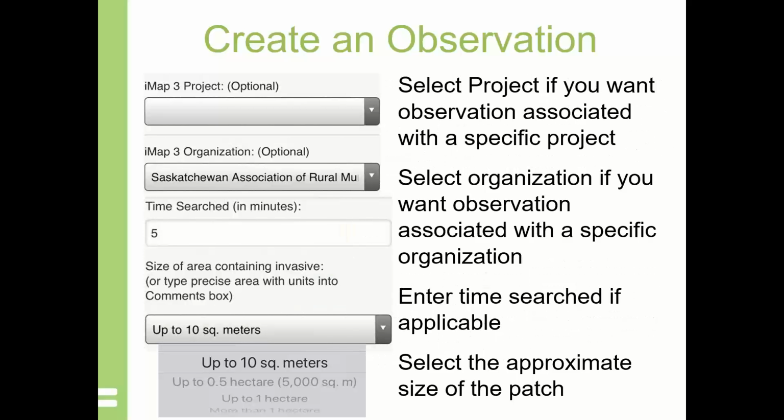And so after you've set your location, you can pick a project and an organization if you want them to be associated with a specific project or organization. But again, that's optional. You can enter the time that you searched the area as well. This was a really small patch, so it took 5 minutes max. And then you have to select the approximate size of the patch. This was a small patch, so I just picked up to 10 square meters, but there's options up to 1 hectare or more than 1 hectare. If you want a more precise area, you can enter it into the comment box below.